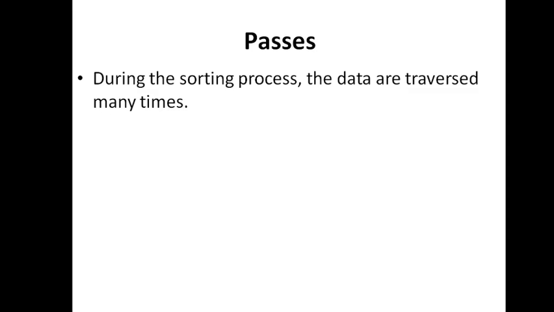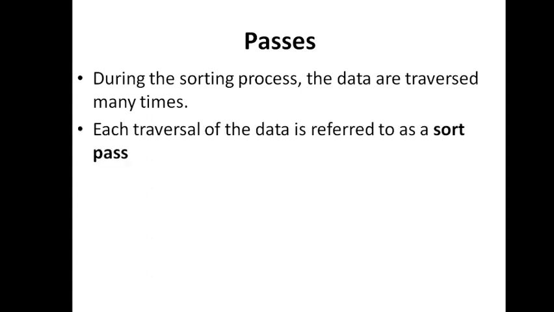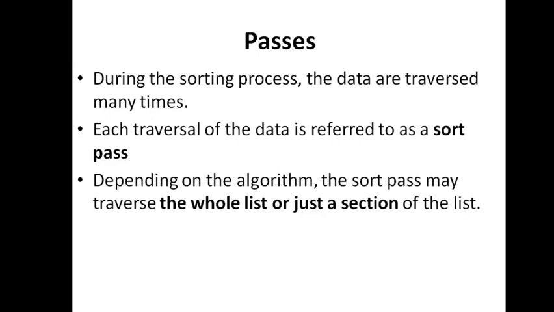And the next factor is passes. Passes are nothing but the number of times a traversal has to be made for a given algorithm into the list. Each traversal of the data is referred to as a sort pass, and in simple terms we call it an iteration. So how many iterations it will take to complete the sorting is precisely called a sort pass. Depending on the algorithm, during each sort pass or each iteration, we may either have to traverse the entire list or a selected small list of elements.